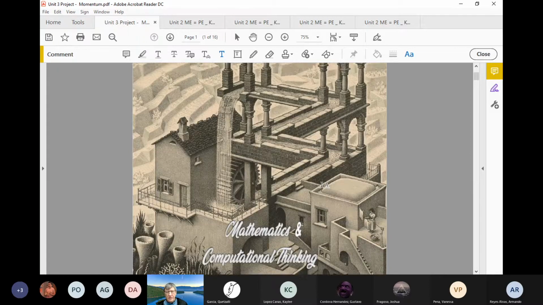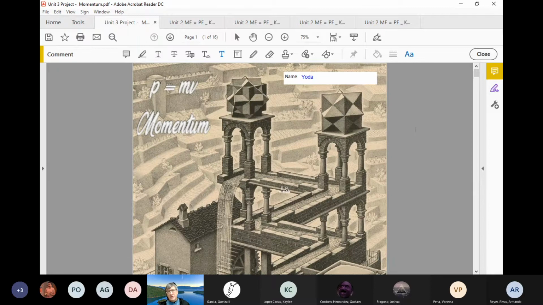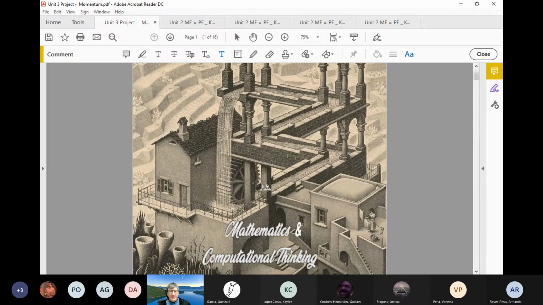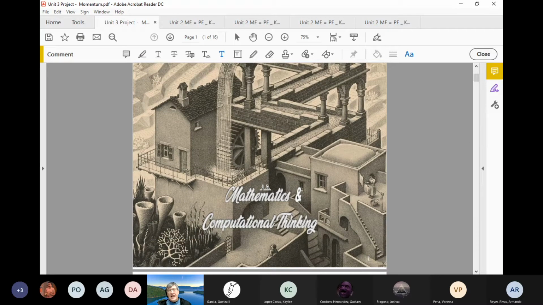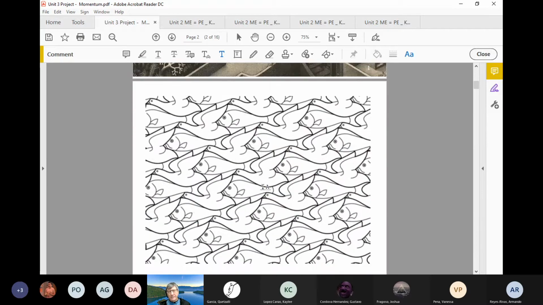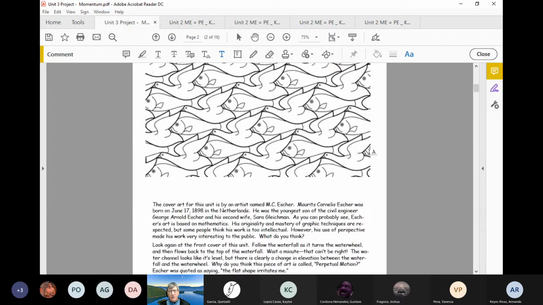So as usual, this project begins with some kind of interesting cover and just kind of a little appetizer of what else is out in the world to learn about. Here's another one of Escher's artworks. So let's talk about him briefly.